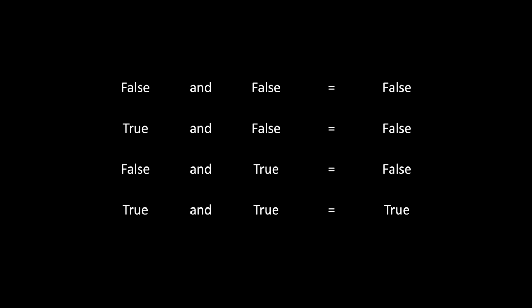If 2 statements are false and we put an AND condition in between, then the result is also false. If either one of the 2 is true but the other is false, as in the second and the third line here, then with an AND statement the result is also false. The only case in which an AND statement is true is if both the left-hand side and the right-hand side are true. So if condition A is true and condition B is true, then the combined condition is true if we have an AND operation.